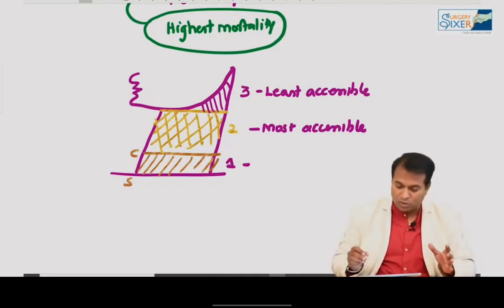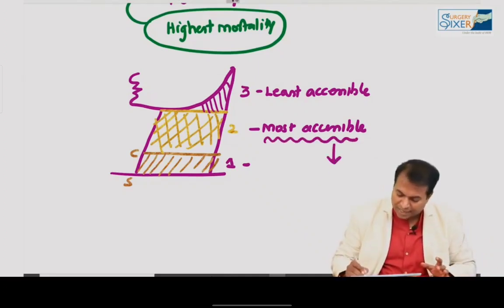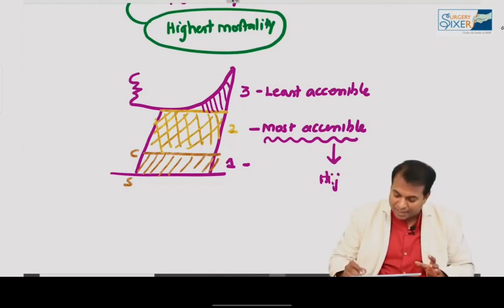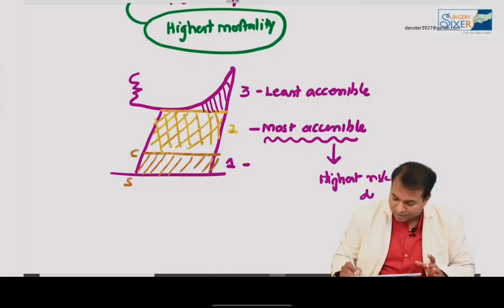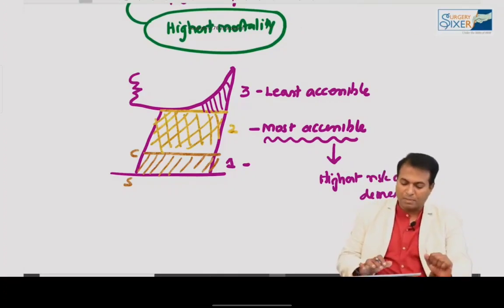In these 3 zones, which is the most surgically accessible, and which zone carries the highest mortality? The zone where the highest risk of damage is this zone. Okay? Highest risk of damage is in this zone. So please remember this point in penetrating injury.